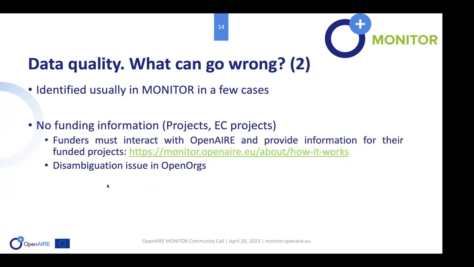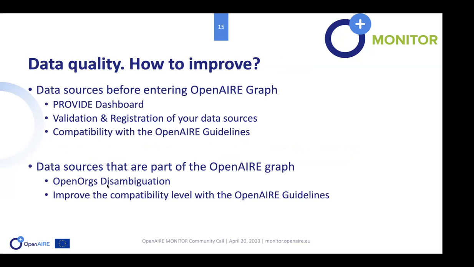A second example, which has also come up in a few cases, is that there was missing funding information regarding projects from the European Commission. This happened because the funders must interact with OpenAIRE and provide this information for their funded projects and the respective institutions and organizations, in order to have this information linked to the institutions. And of course, there might be a disambiguation issue in OpenAIRE.